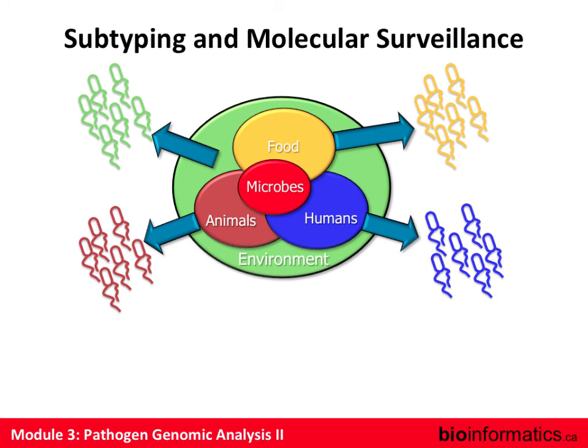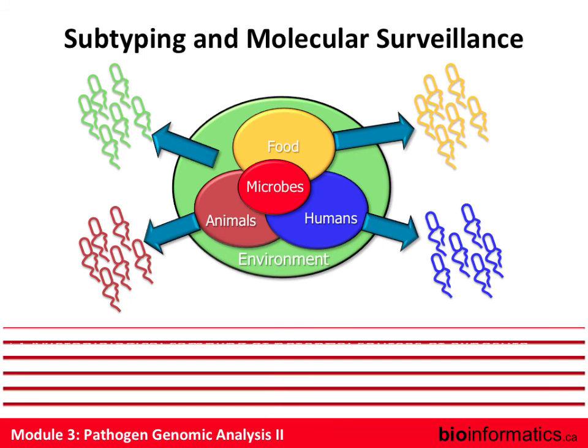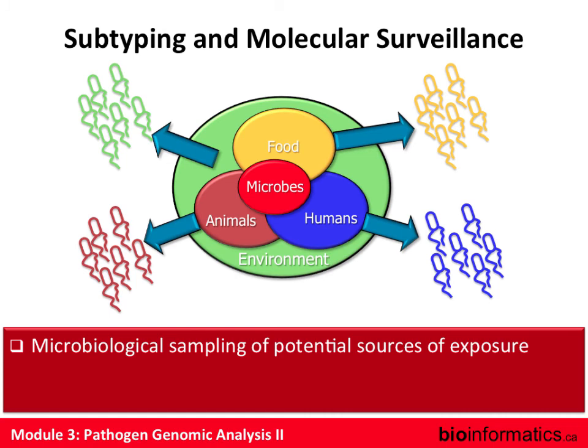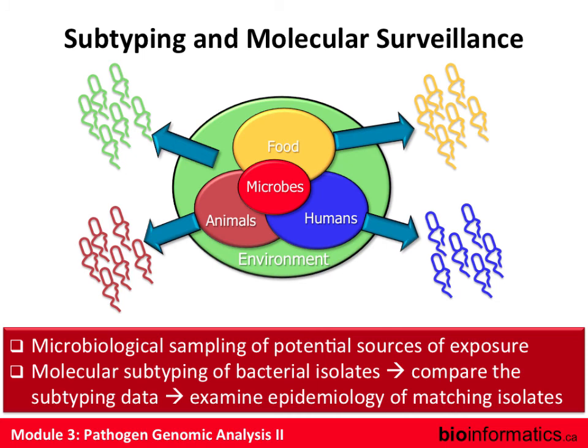So we're talking about surveillance, which is really all about getting out there and sampling. You do microbiological sampling of different foodstuffs and the environment, water, testing, because you've got people who are sick. You don't know what they got exposed to that made them sick. So ultimately, you go out there, you sample, and then it's all about trying to subtype the pathogen so that you can then try to match it up to wherever that exposure came from.